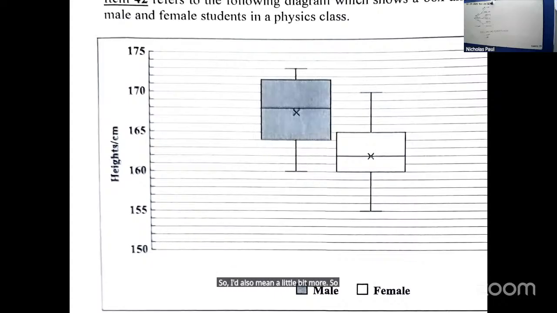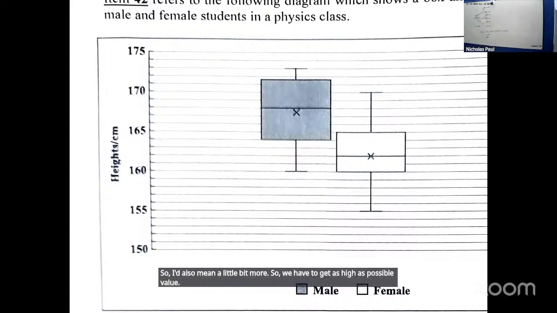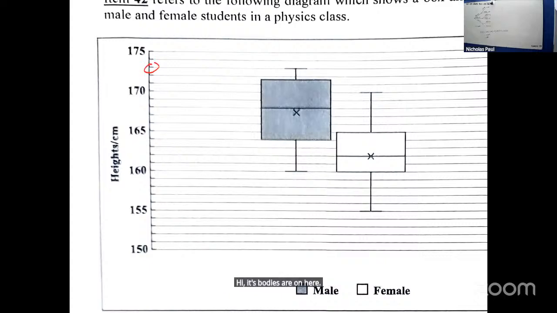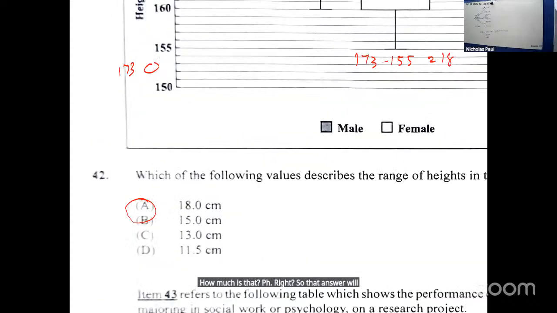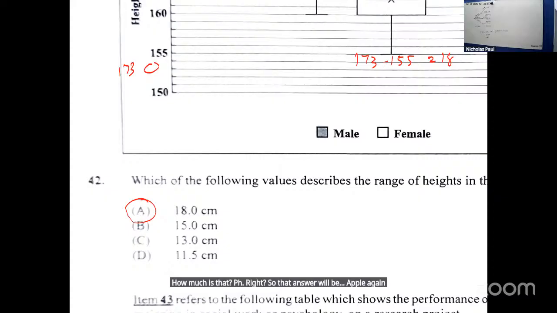So we'll have to get the highest possible value. The highest value is around here, which looks like 173, and the lowest value is 155. So the range will be 173 minus 155. How much is that? 18. So the answer will be E. The highest minus the lowest, for the entire class.